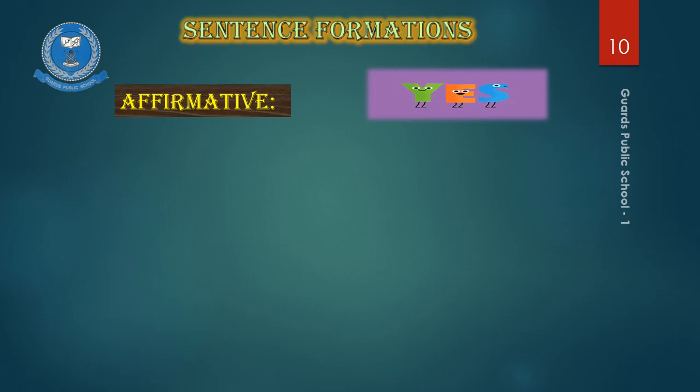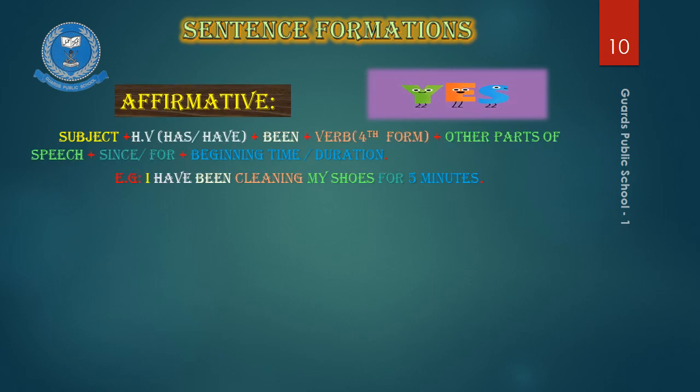The first kind of sentence is the affirmative. It has a subject in the beginning, the helping verb has or have, an auxiliary verb been, the fourth form of verb, other parts of speech, since or for, and the beginning time or duration of an action. For example, I've been cleaning my shoes for 5 minutes.